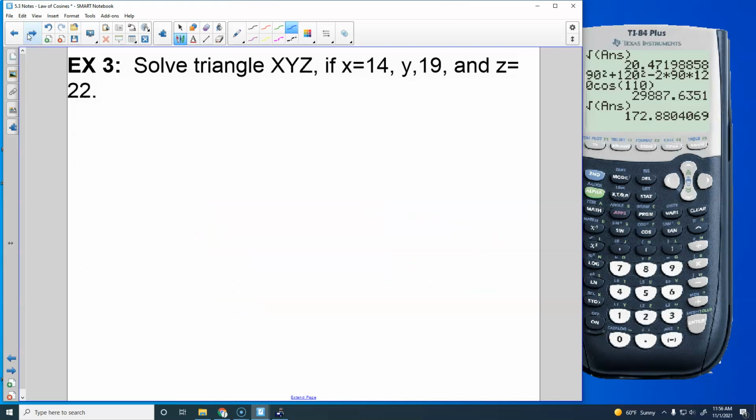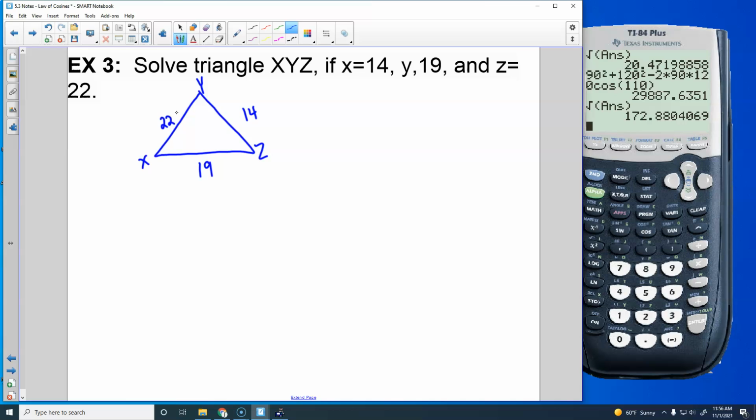Okay, for this one, we've got only sides. We don't have any angles. So these are not super difficult, but they are a little bit tougher than the other two that we have done. So we've got x, y, z. I'm just going to draw me a triangle here. So x would be 14, y would be 19, z would be 22.